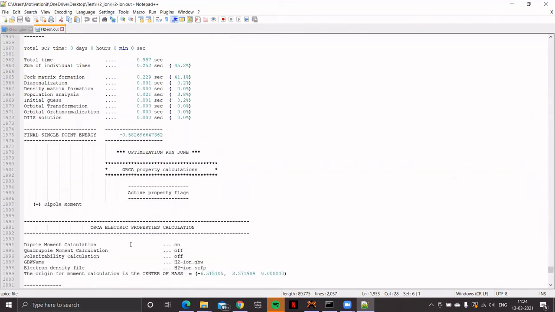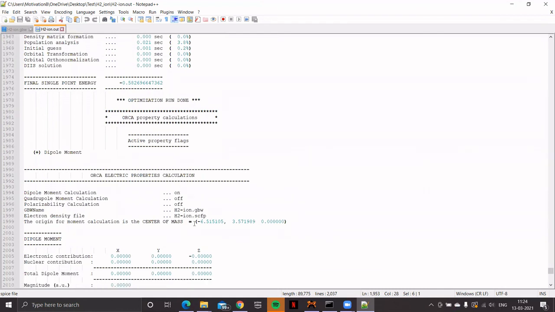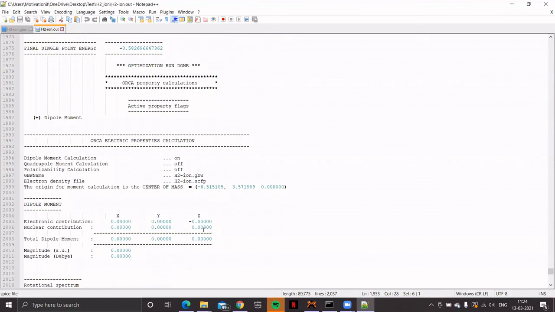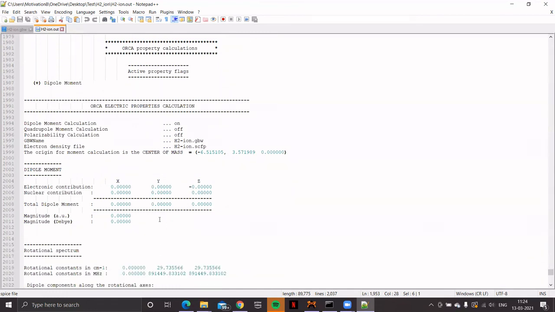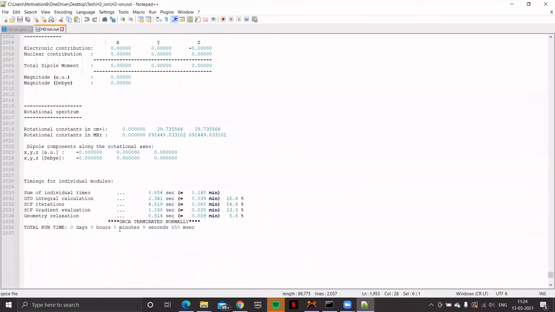So the total number of unpaired electrons is 1. By default, ORCA also calculates the dipole moment. In this case, H2 positive is a linear molecule, and on both sides we have H, so the total dipole moment has to be 0. But every time, by default, when you do the electronic structure calculation using ORCA, you'll get the dipole moment. And finally, "ORCA terminated normally" is one of the messages you want to see once you submit a job. That means the job got completed without any error.